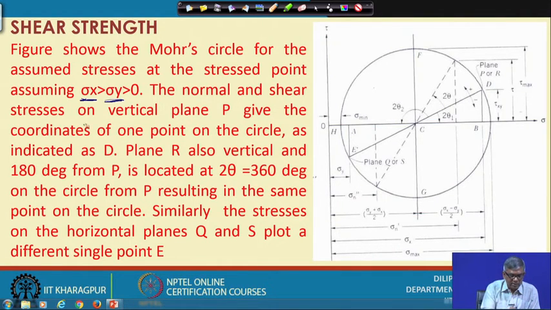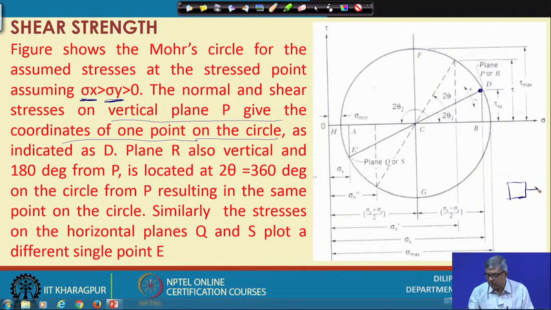The normal and shear stress on the vertical plane P give the coordinate of one point on the circle. So, suppose this is the point P. If this element is there, and this is a normal and this is shear, suppose this value is 100 and this is 20. So, 100 comma 20 is a coordinate. Okay. So, suppose that point P I have got. So, the right side face of the element represents this point D.